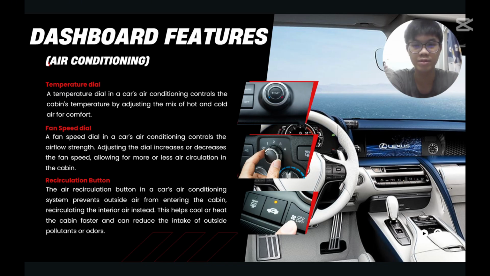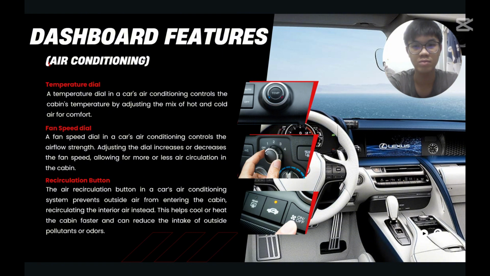For the dashboard features, mainly focusing on the air conditioning system, the first item is the temperature dial. It controls the cabin's temperature so that the passengers can feel more comfortable inside the car. The second item is the fan speed dial, which controls the airflow strength, so that when you increase or decrease the fan speed, the air inside the cabin can be controlled to be more or less.